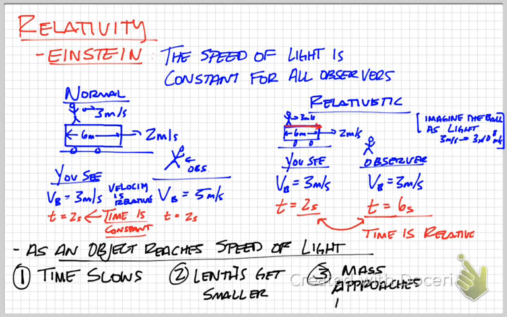mass approaches infinity. And so there are a couple of consequences to this. That's what we're going to talk about on the next page. But mass approaching infinity is the one consequence of Einstein's relativity that we're going with. So, our idea here is one of infinite mass. A little chart that we have for that.